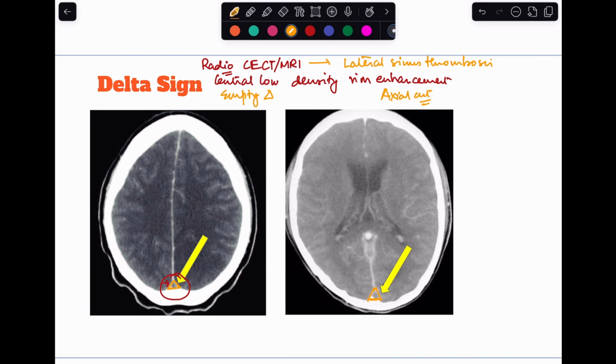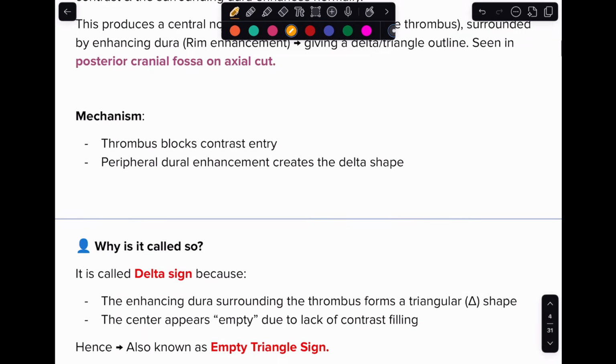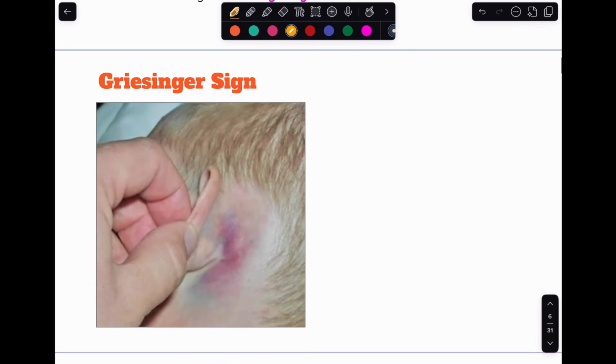Now, some high yield questions that can be associated with this is, so we know that this is found as lateral sinus thrombosis. Can you tell me what is the most common ENT cause of lateral sinus thrombosis? That will be CSOM with cholesteatoma. And can you tell me another sign, another clinical sign that you see in case of lateral sinus thrombosis? This is bringing us to the next sign, which is the Griesinger sign.